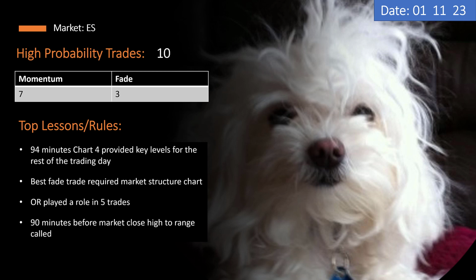The opening range played a role in 5 of the trades, and 90 minutes before the market closed, it was kind of obvious that the market wanted to close at a high in range. So there were two trades that are not in this that I would consider great trades, but I wouldn't consider them high probability trades given the time of the market. But they were great trades if you were available to maybe trade the close, just given how the market was aligning and how volatility was aligning. So let's jump over to the charts.